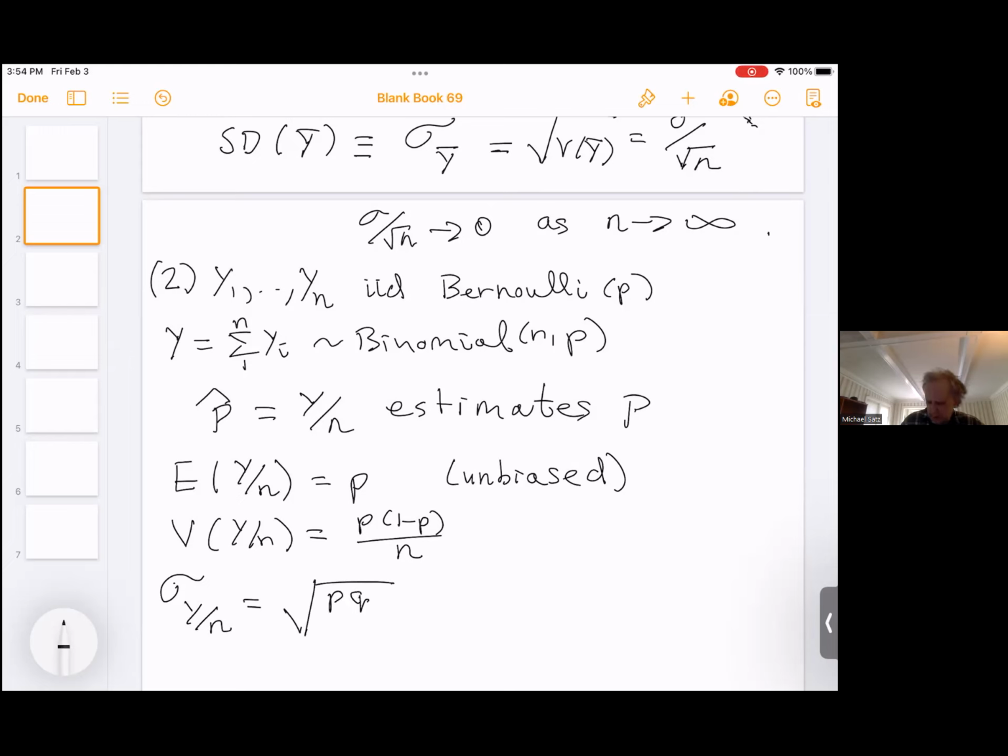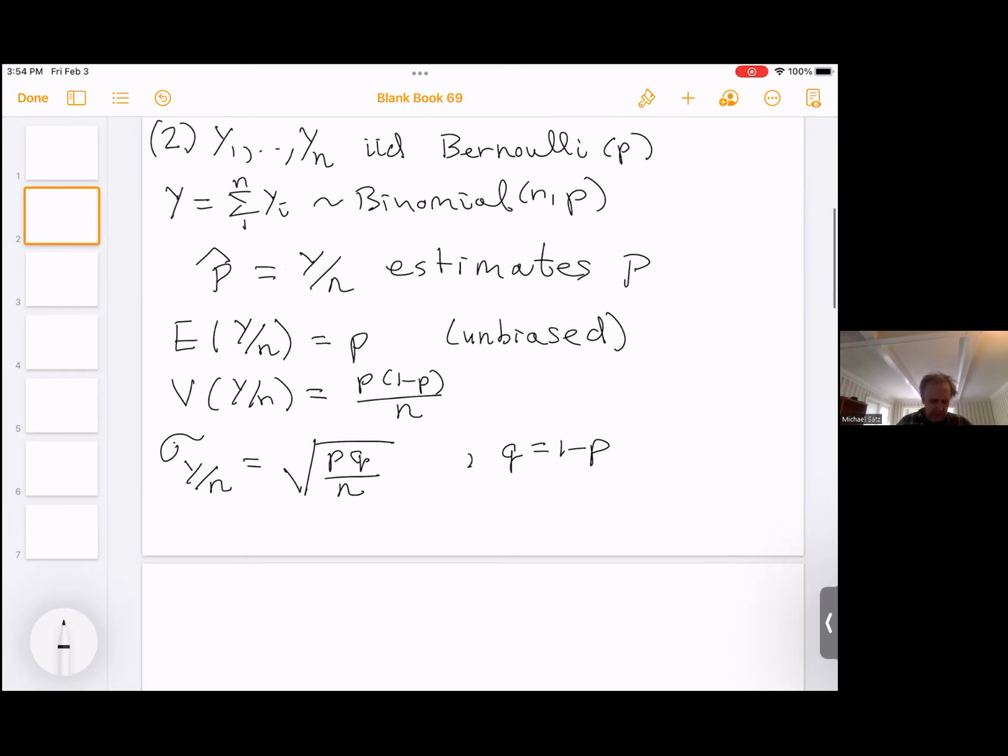The book often replaces 1 minus p by q. If you see this, then you know q equals 1 minus p. But you don't really need the new variable name. It's just 1 minus p. So this is the standard deviation, or sometimes called standard error, especially when it's used for an estimator like this.